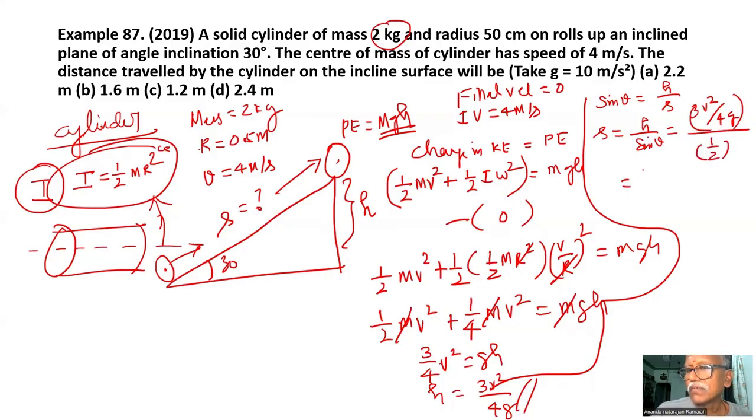Therefore, this is equal to 3 into 4 square. The denominator of the denominator becomes numerator, divided by 4g. g equal to 10. This 4 and the 4 get cancelled. 24 divided by 10, therefore 2.4. Therefore, the answer is D. Shall I move to the next sum?